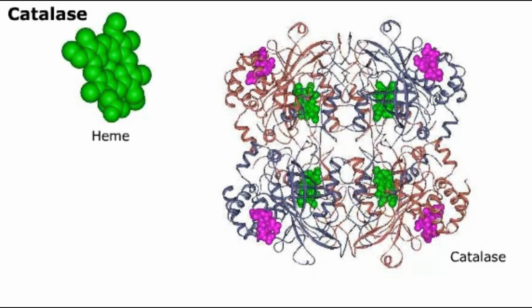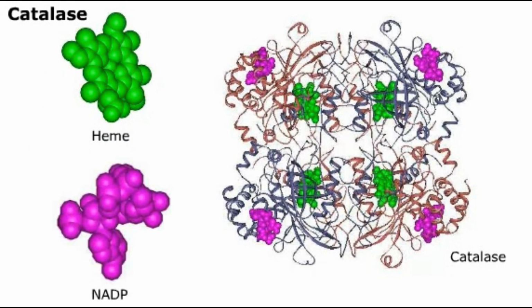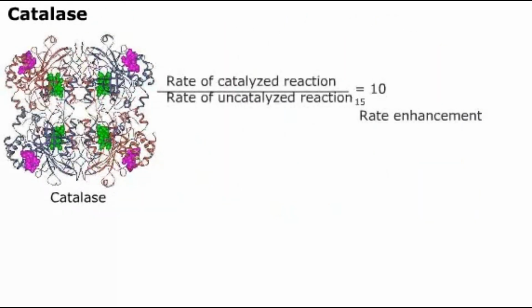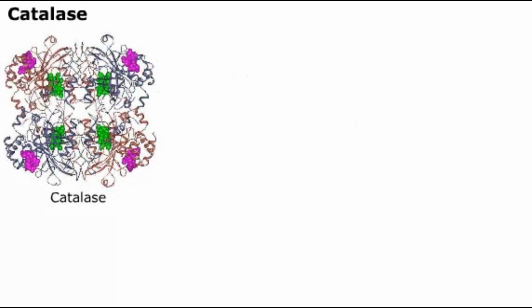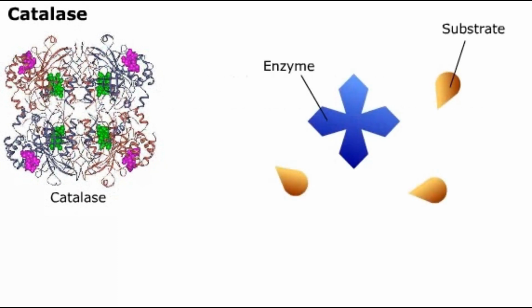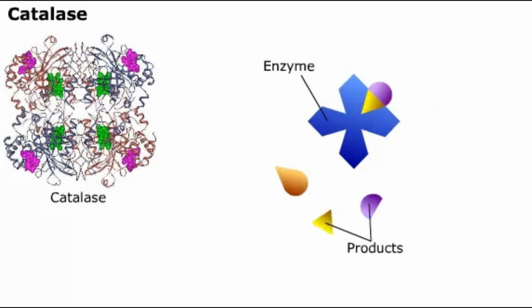It also requires the coenzyme NADP. Catalase speeds up the decomposition of hydrogen peroxide by 15 orders of magnitude. Catalase can degrade 10 million molecules of hydrogen peroxide in 1 second. The reaction rate depends on how often an enzyme and substrate collide. The catalase reaction is limited by how fast the reacting molecules can diffuse and collide with the enzyme.